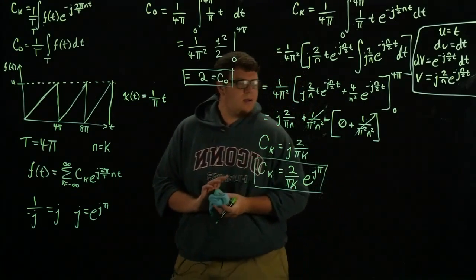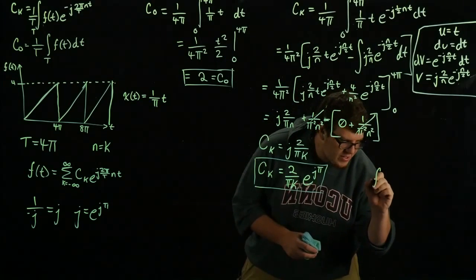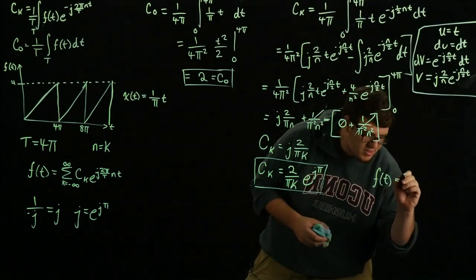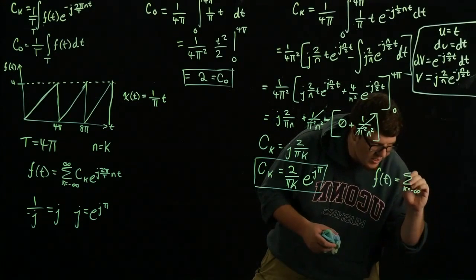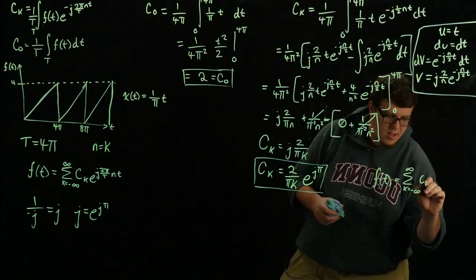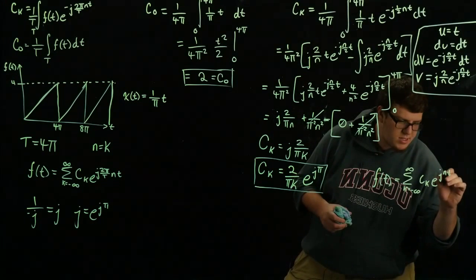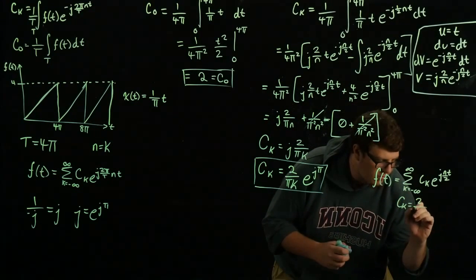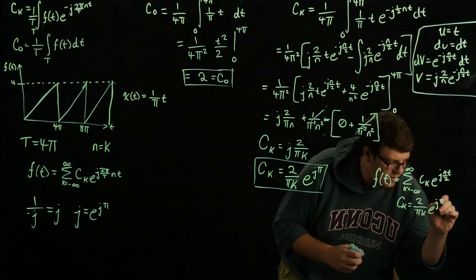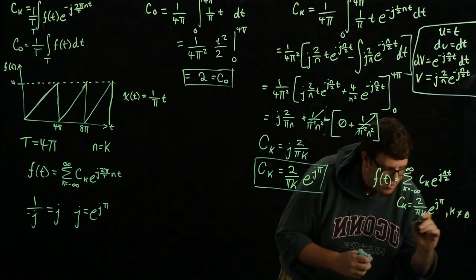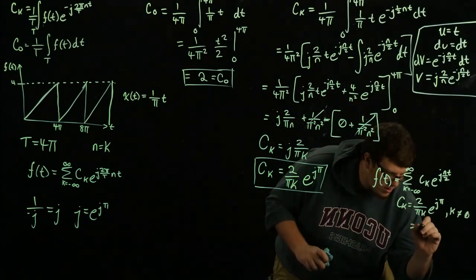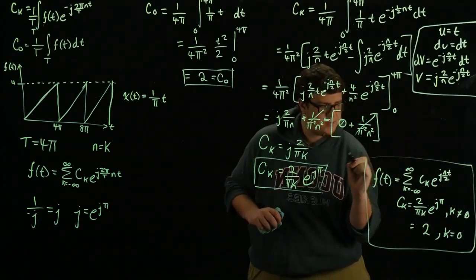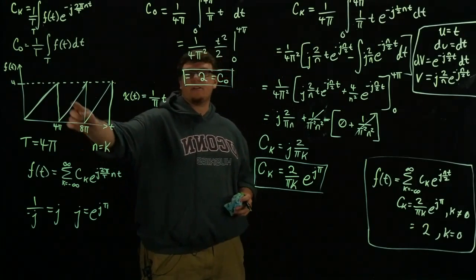So you could actually write the exponential Fourier series now and say that f of t, the original function over here, is equal to the sum from k equals negative infinity to infinity of ck e to the j n t over 2, where ck is equal to 2 over pi k e to the j pi over 2 for k not equal to 0, and equal to 2 for k equal to 0. So that is your Fourier series in exponential form representation of this function over here.